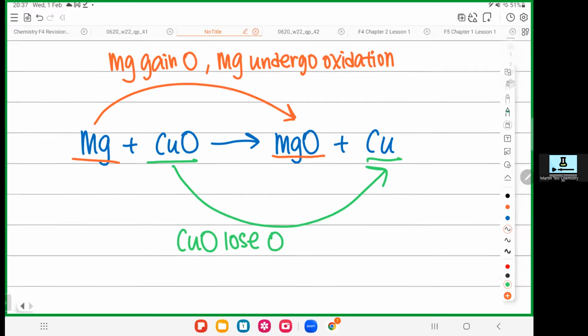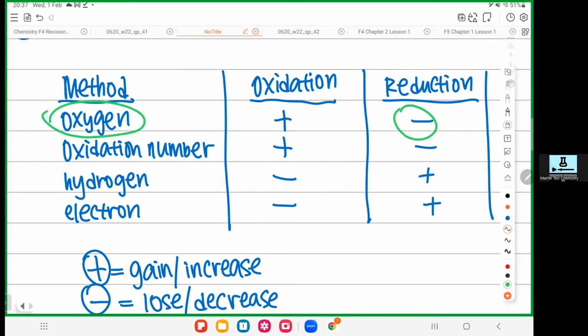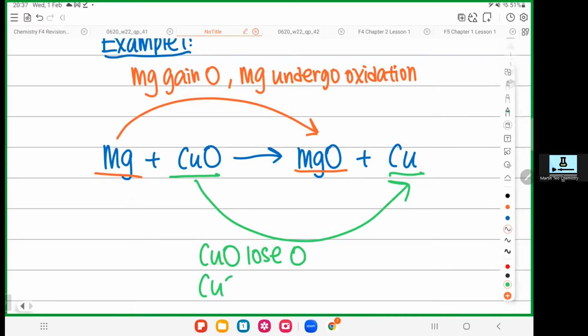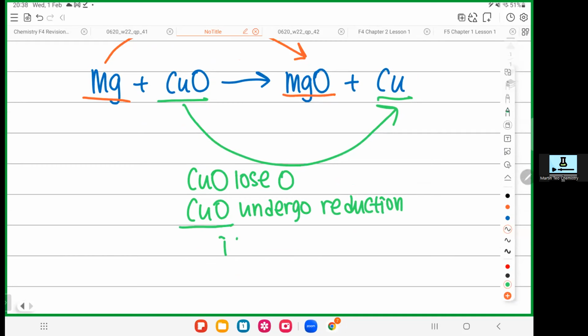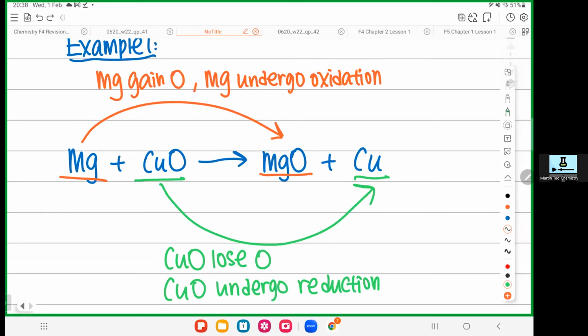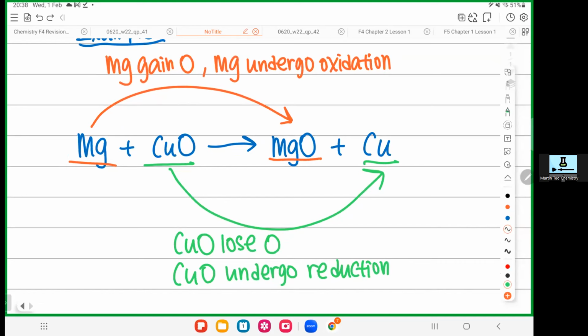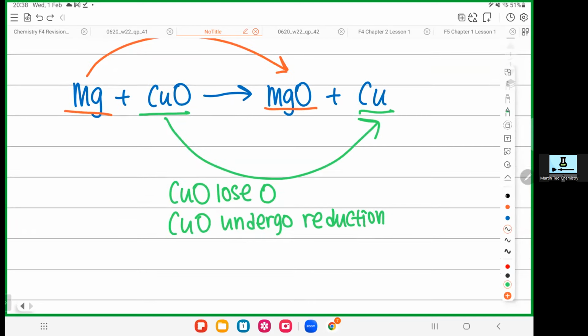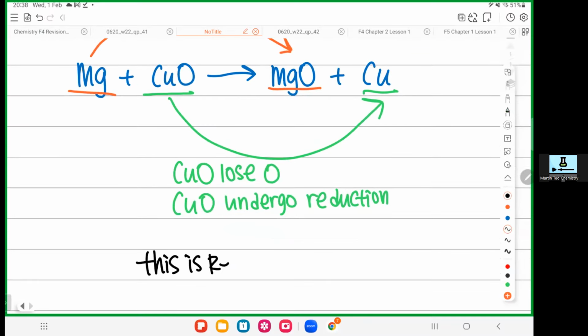So when you lose oxygen, what happened? As we learned, if you lose oxygen, it is a reduction process. So you can say that copper oxide loses oxygen, copper oxide undergoes reduction. I wrote it wrongly, sorry guys, my bad. If you don't want to say undergo reduction, you can also use the past tense: copper oxide is reduced. So now look at it. In this chemical reaction, you have oxidation and you also have reduction. When oxidation and reduction, these two processes, happen at the same time, this whole chemical reaction is a redox reaction.